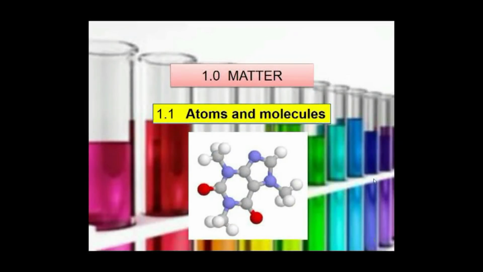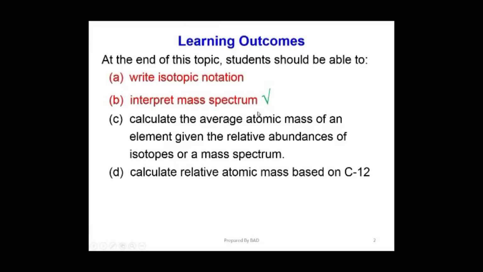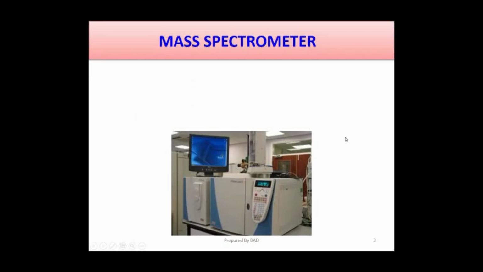Okay, we go to the second part, still on 1.1 atoms and molecules. In the second part, I will discuss the mass spectrum, and a little bit about what a mass spectrum is. So this is a mass spectrum.